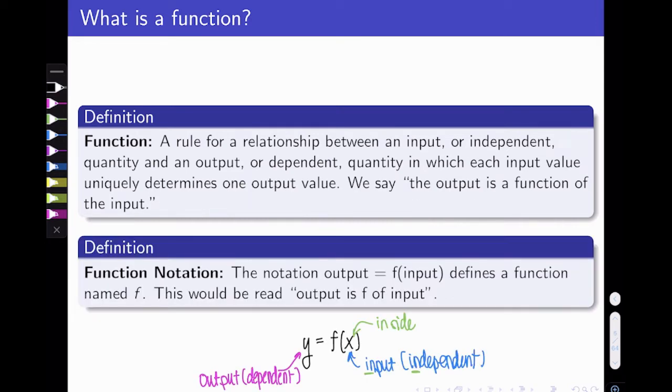For function notation, the notation output equals f of input defines a function named f. This would be read "output is f of input." So again, if we use our function definition and vocabulary, we see that y is a function of x. Y is our output or dependent variable. X is our input or independent variable, and it's inside the function.